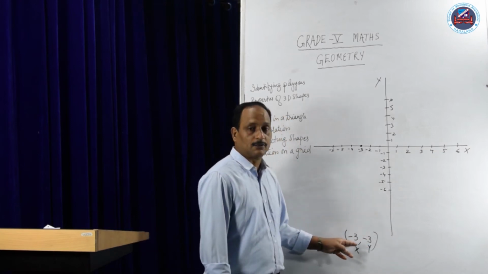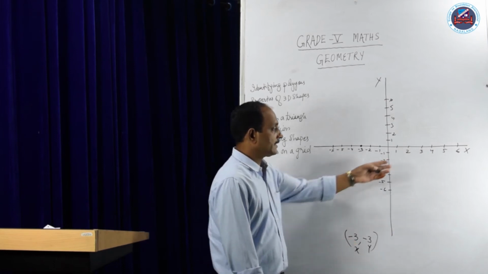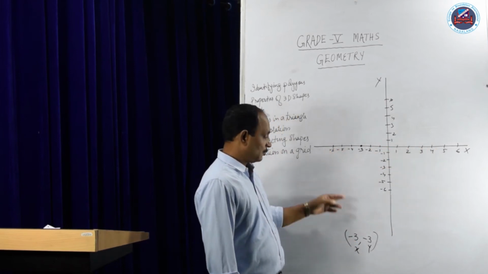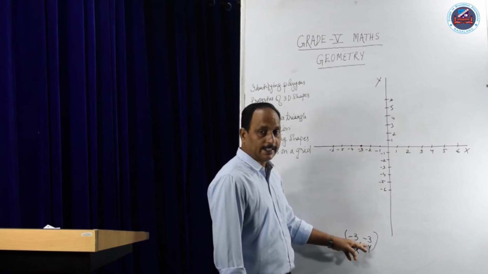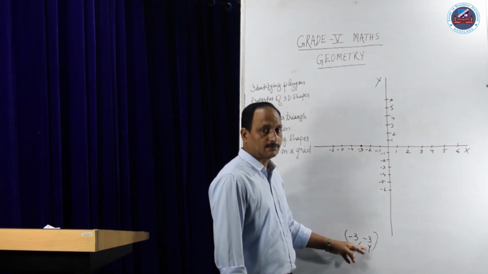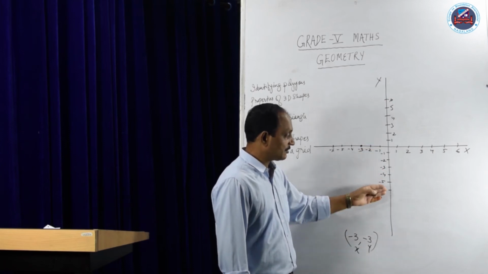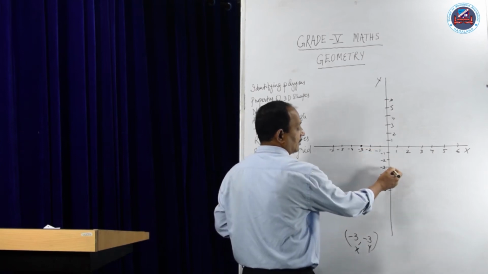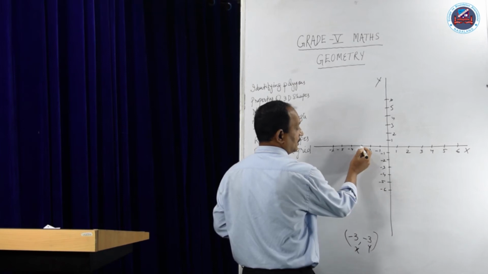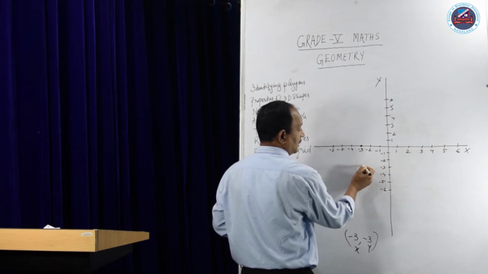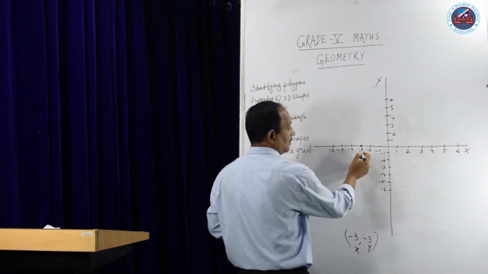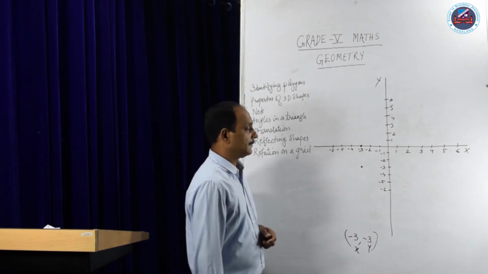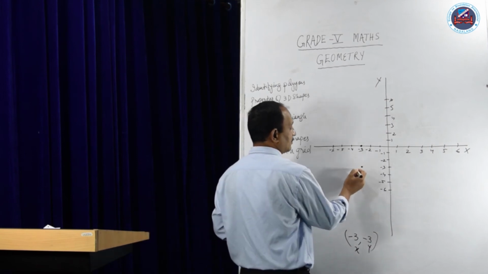So first we have to go for the x-axis. The x-axis is this one, where is minus 3? Here, with a dot. Next is the y-axis. The y-axis is also minus 3, so minus 3 is downside. We cannot put it here, so we have to bring it here, this line, and this line will join here. So this will be your minus 3, minus 3.